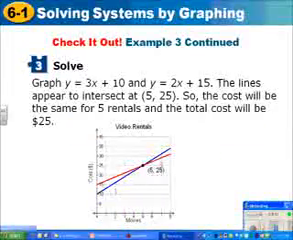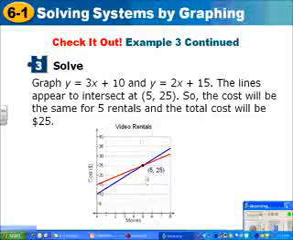So when you graph them, this is what you get. Okay? So the lines appear to intersect at (5, 25). So the cost will be the same for 5 rentals, and the total cost will be $25. But what's this going to look like when I try to do it on my calculator or by hand?